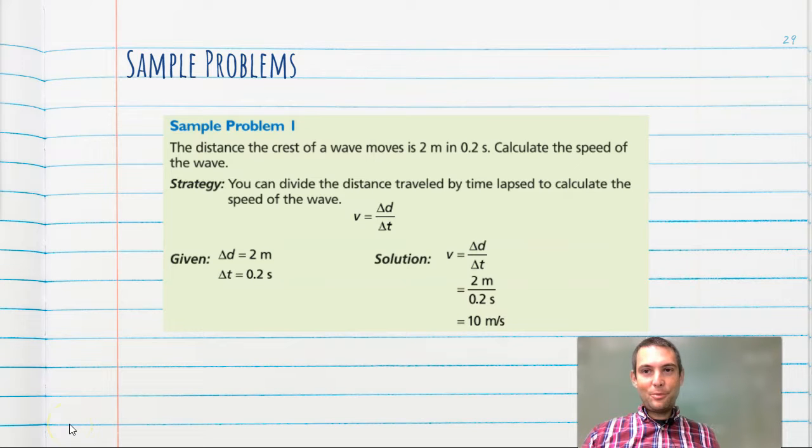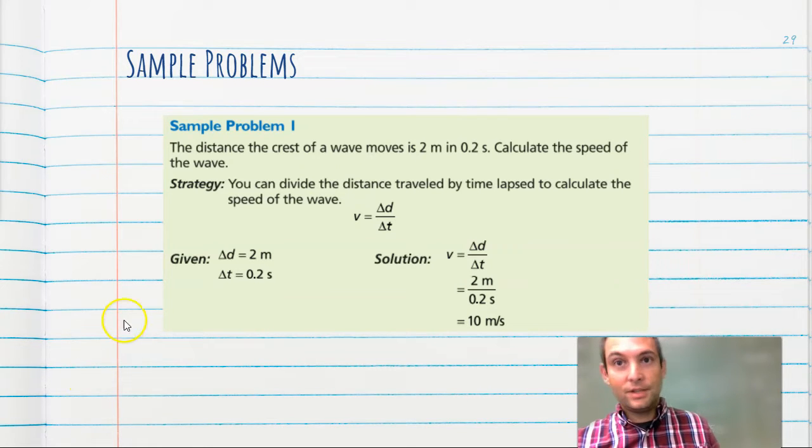Now let's look at a sample problem. The distance the crest of a wave moves is 2 meters in 0.2 seconds. Calculate the speed of the wave. We're going to use the equation v equals the displacement over the time interval, or velocity equals the change in position divided by the change in time. Our displacement is given as 2 meters. The total time was 0.2 seconds. Divide those two and you get 10 meters per second. Not too bad.